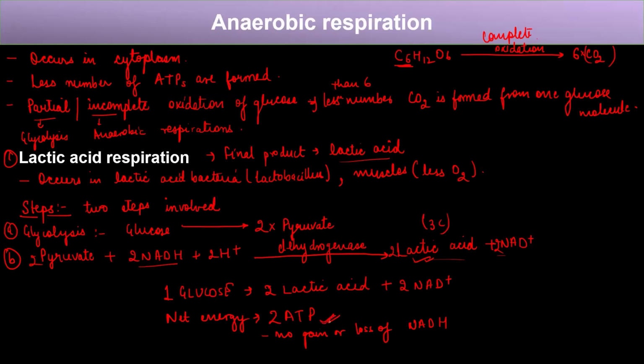And from where is this ATP coming? This ATP is coming from glycolysis. Okay. Because during lactic acid formation, in the second step, we do not have any ATP formation taking place. So the net ATP is coming from the glycolysis pathway, where two ATPs are formed. And the second thing is the gain of NAD plus or NADH.